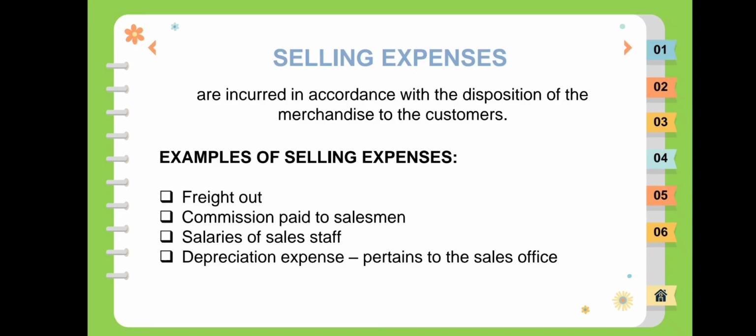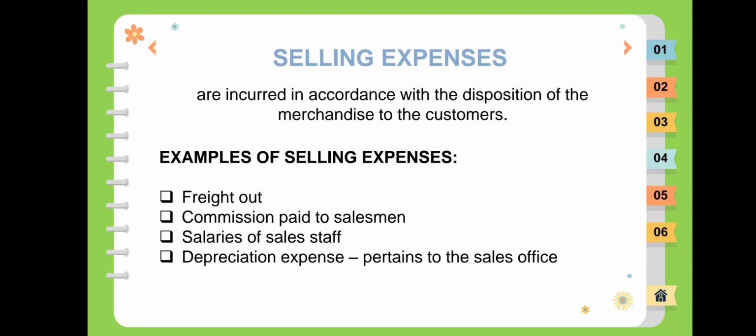So we have two types of freight. Yung freight in is kasama siya sa cost of sales kasi na-incur siya sa pagbili ng inventory ni business sa supplier niya. But for freight out, sa selling expense siya kasi ito yung babayaran ng business sa pag-deliver ng product papunta sa customer niya. And we also have commission paid to salesmen.